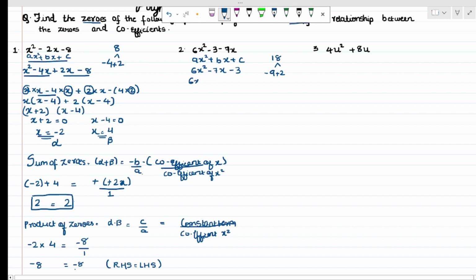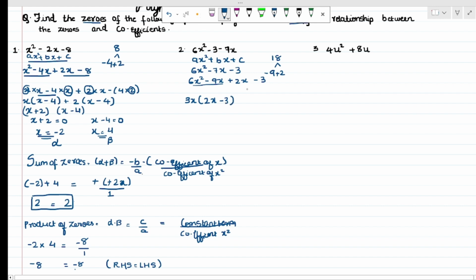So write it down as it is, 6x square. Now instead of your middle term, you will write minus 9x plus 2x minus 3. Okay, clear? Now splitting them up, take out common factors. What is common between them? 3 table is common and x is common. So you will take out 3x as common, and what are you left with? You are left with 2x minus 3.